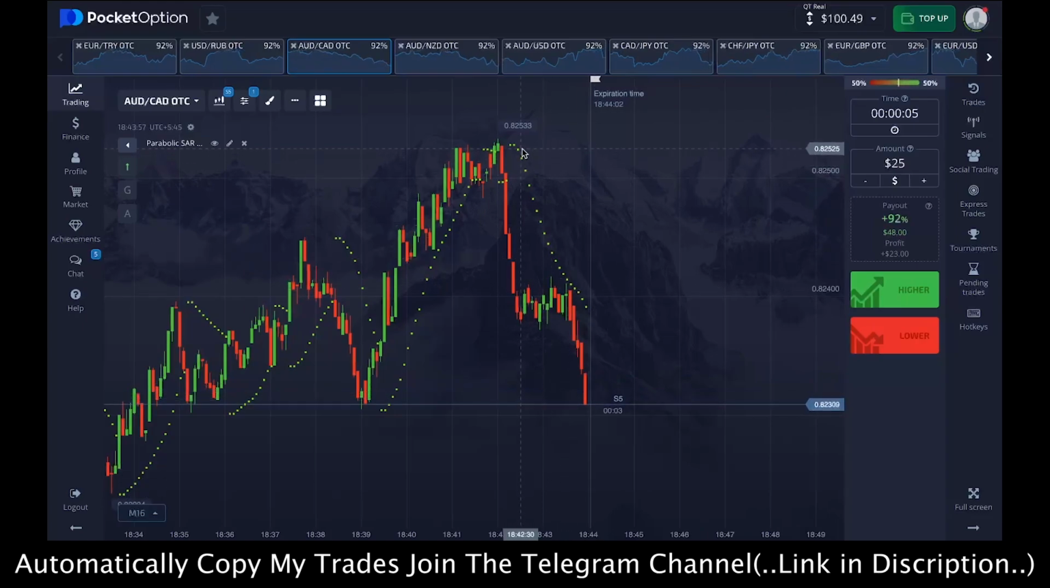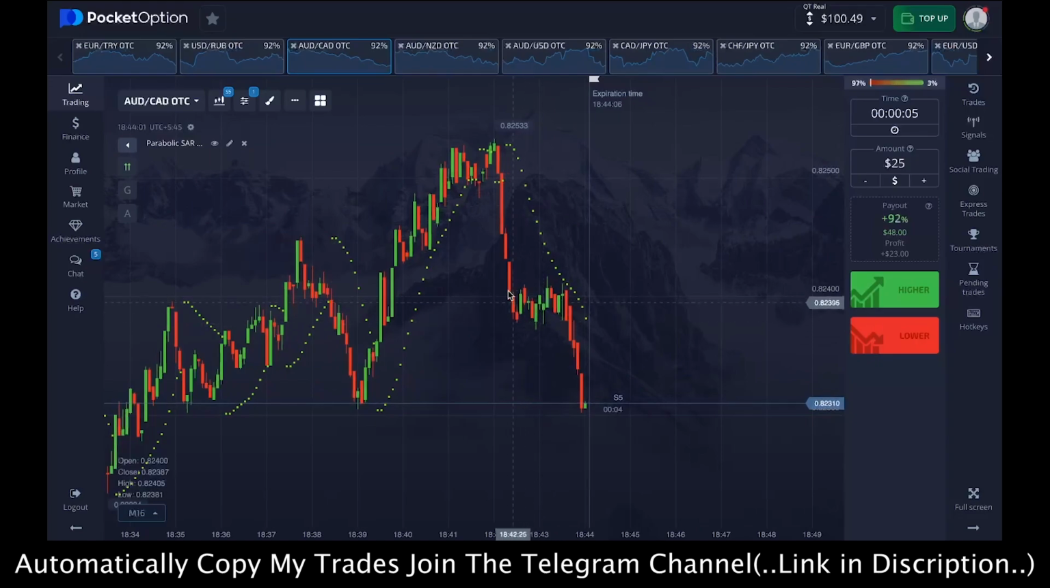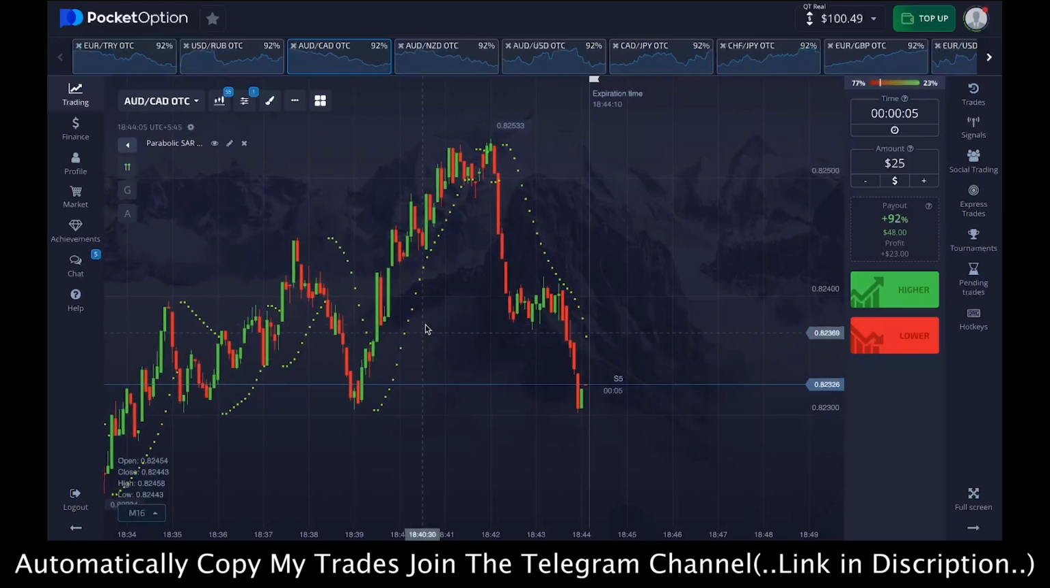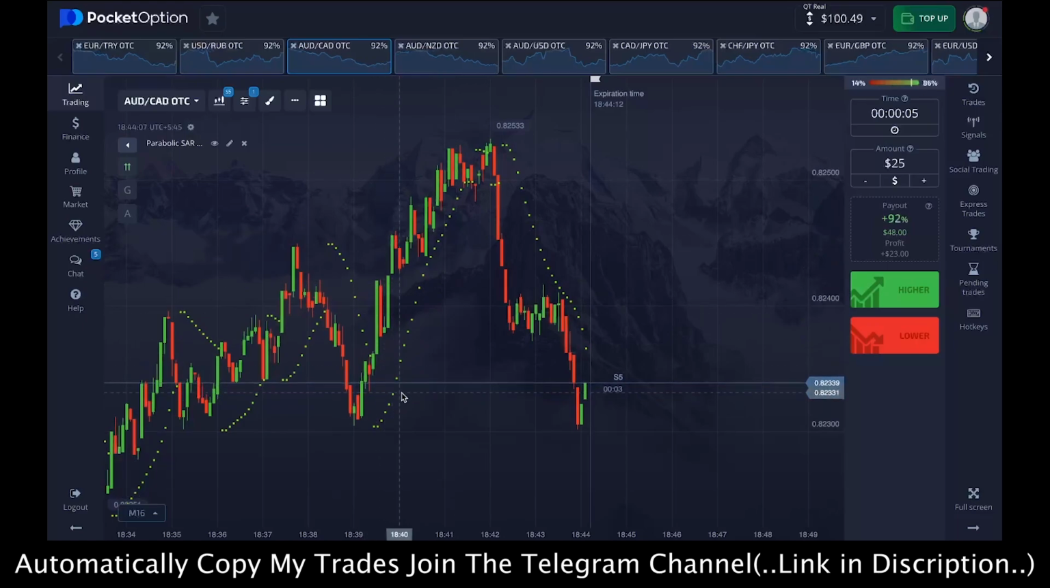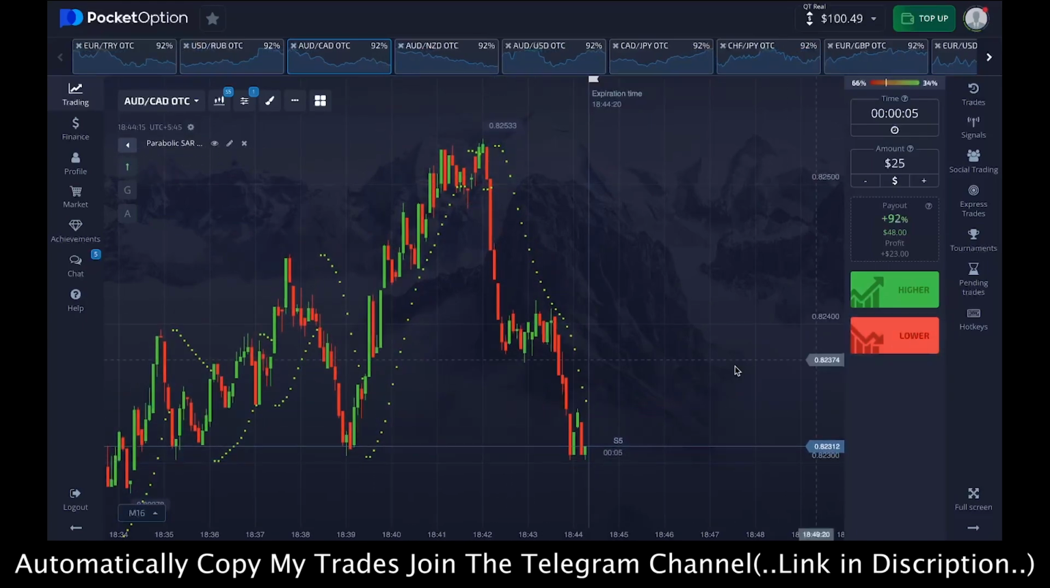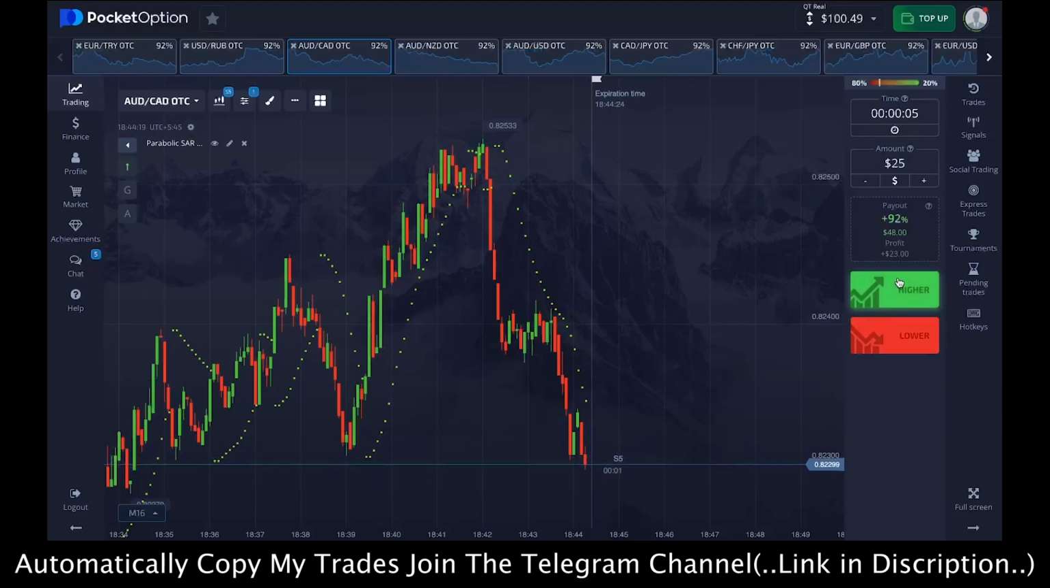Now just simply understand what this Parabolic SAR is. Whenever the Parabolic SAR dots are above the candles, that means a downtrend is happening, and whenever the Parabolic SAR indicator is below the candles, then an uptrend is happening in real time. Okay, now whenever this second dot is formed here, you should make a trade by clicking on lower. Whenever the second dot is formed here, you need to make a trade by clicking on higher.